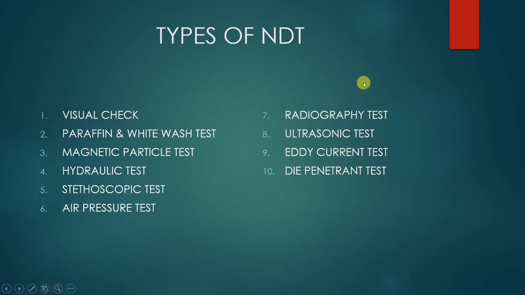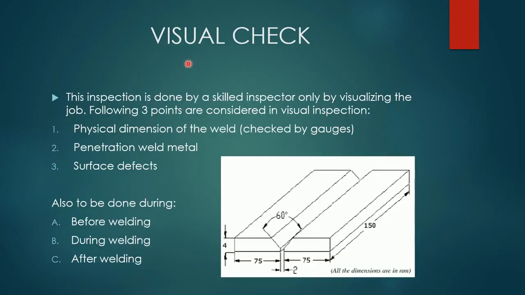NDT, that means non-destructive testings, are first visual check, then paraffin and whitewash test, then magnetic particle test, then hydraulic test, stethoscopic test, air pressure test, radiography test, ultrasonic test, eddy current test, and dye pattern test. So we will go through all these 10 tests. So let's go on the first point, visual check.